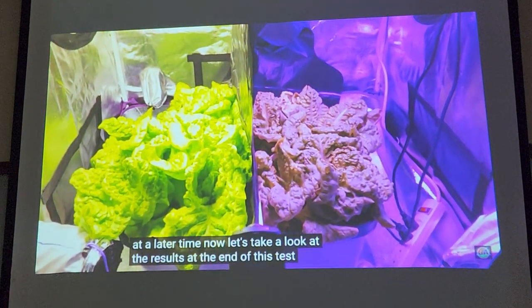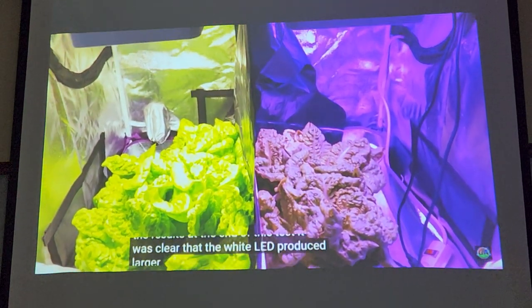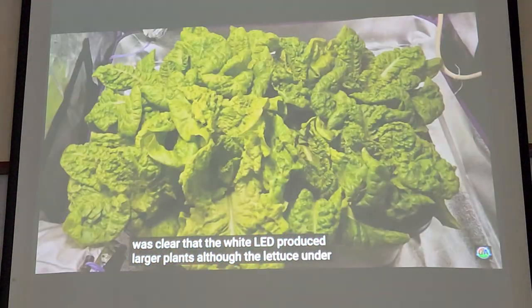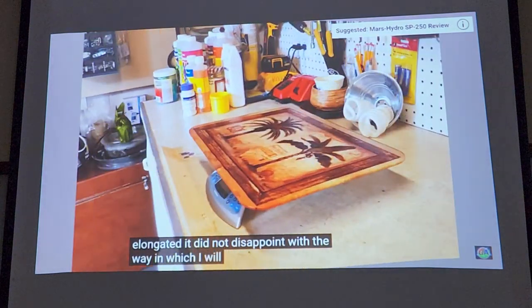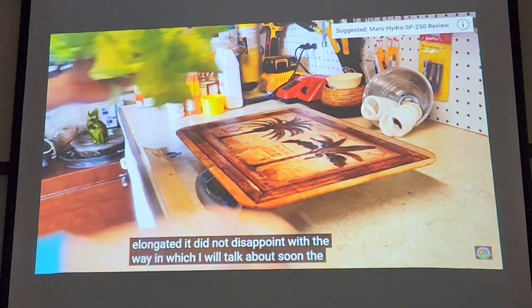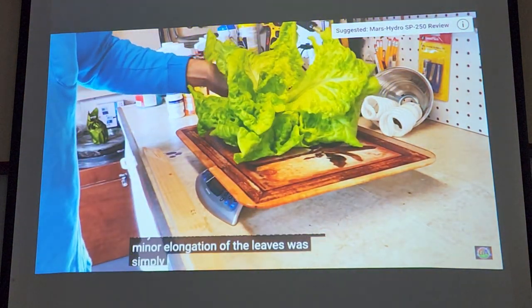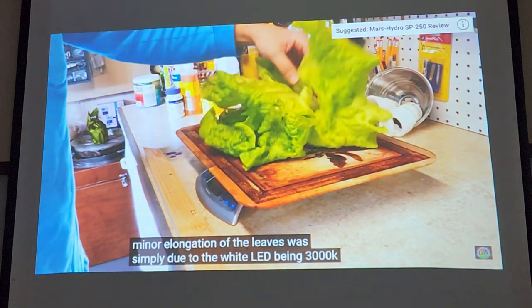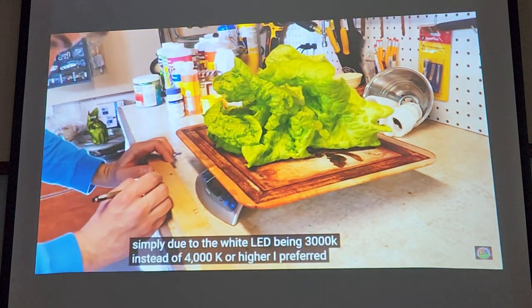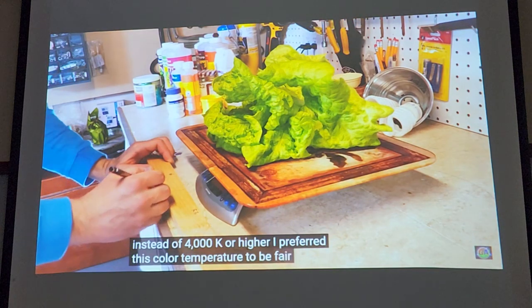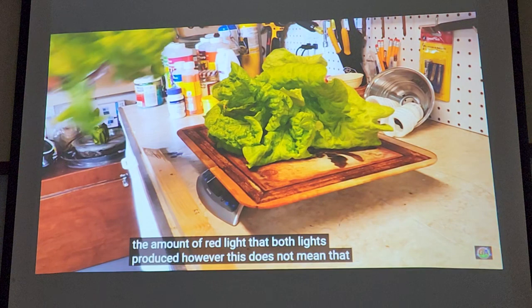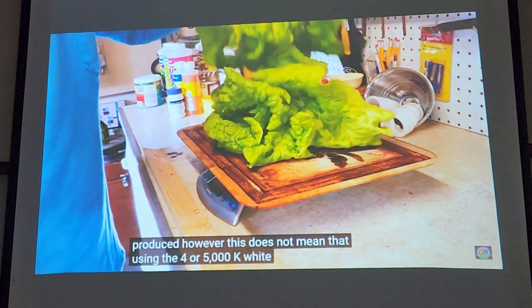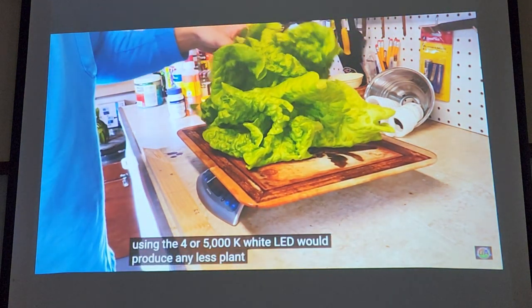At the end of this test, it was clear that the white LED produced larger plants. Although the lettuce under the white light appeared slightly elongated, it did not disappoint with the radiant, which I will talk about soon. The elongation of the leaves was simply due to the white LED being 3,000 K instead of 4,000 K or higher. I preferred this color temperature to be fair with the amount of red light that both lights produced. However, this does not mean that using a 4 or 5,000 K white LED would produce any less plant mass.